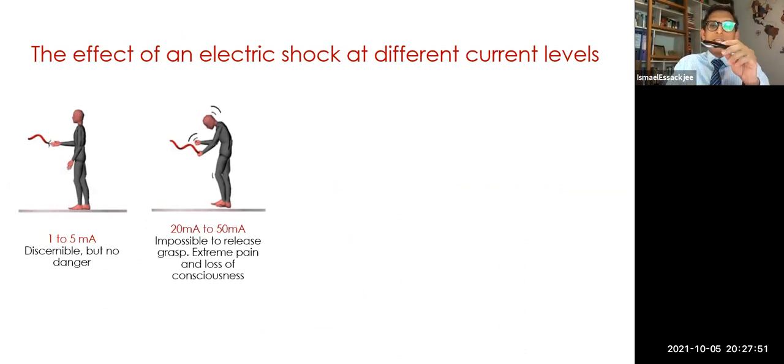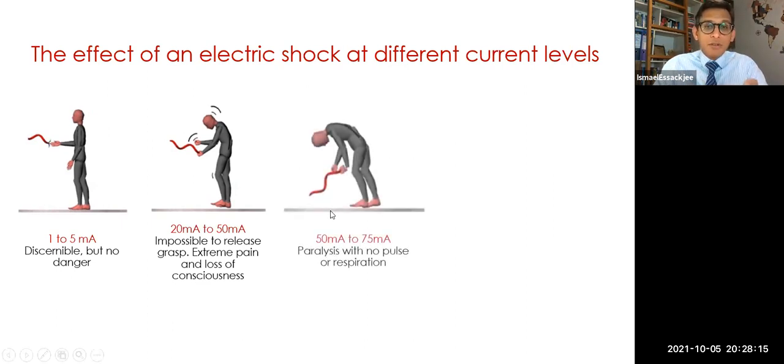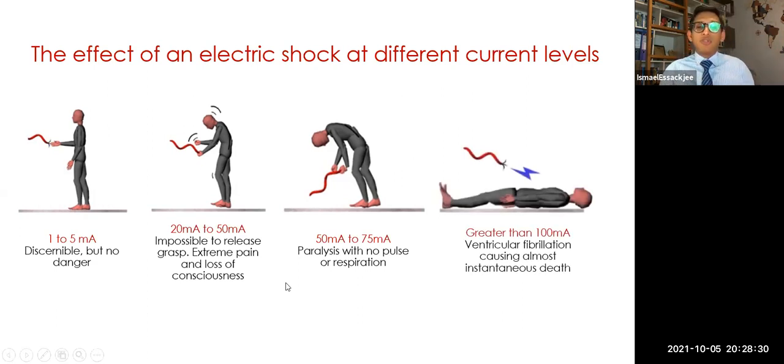Maybe you have a cable which is damaged and you hold it by accident, you want to release it, but you can't. The muscle contraction has happened and you can't release it. So it's impossible to release a grasp, with extreme pain and loss of consciousness, because from 20 to 50 you have this 30 milliampere limit in between this range. Beyond that, from 50 to 75 milliampere, you get paralyzed with no pulse or respiration. No pulse means your heart has stopped beating and you're not able to breathe properly. And beyond that, greater than 100 milliampere, it's going to say bye-bye to you.